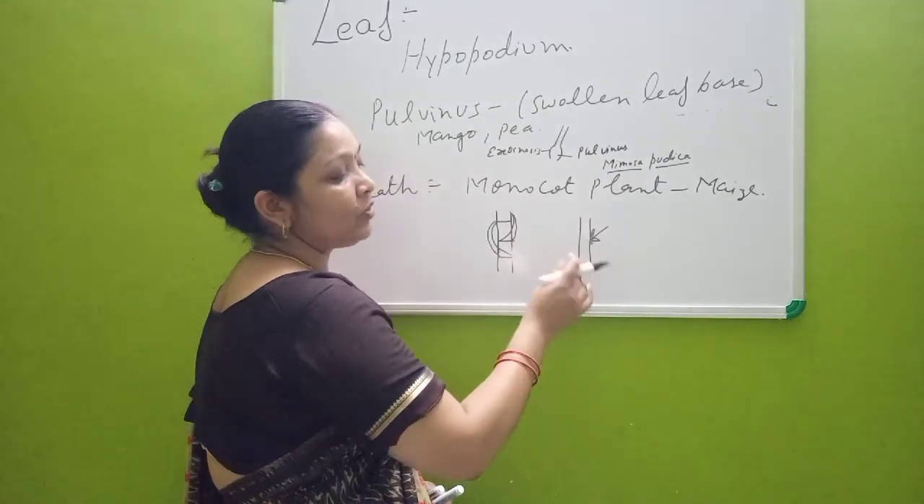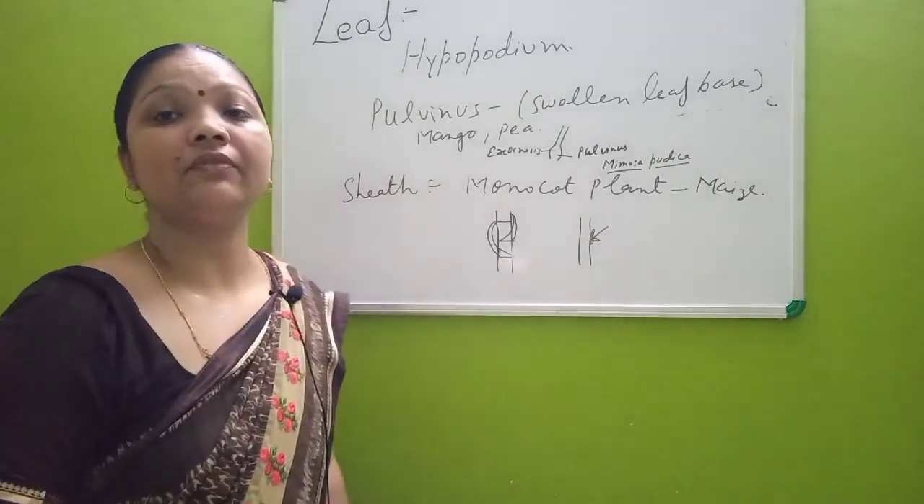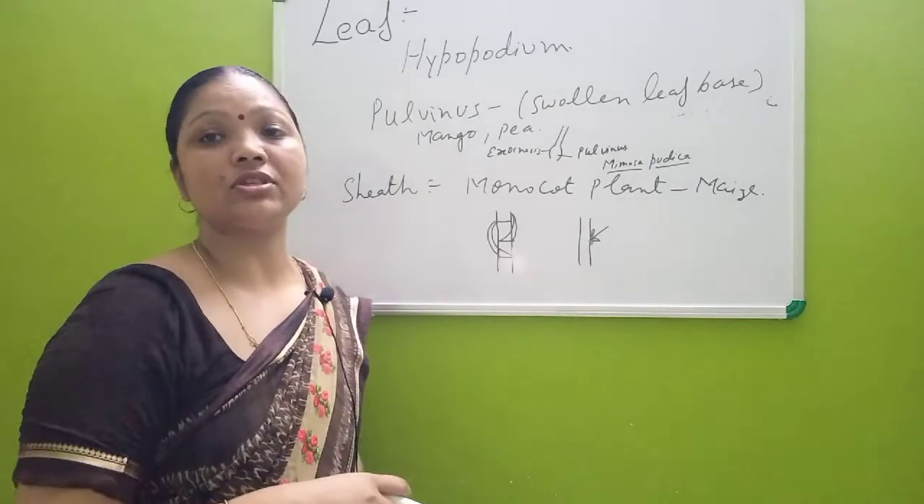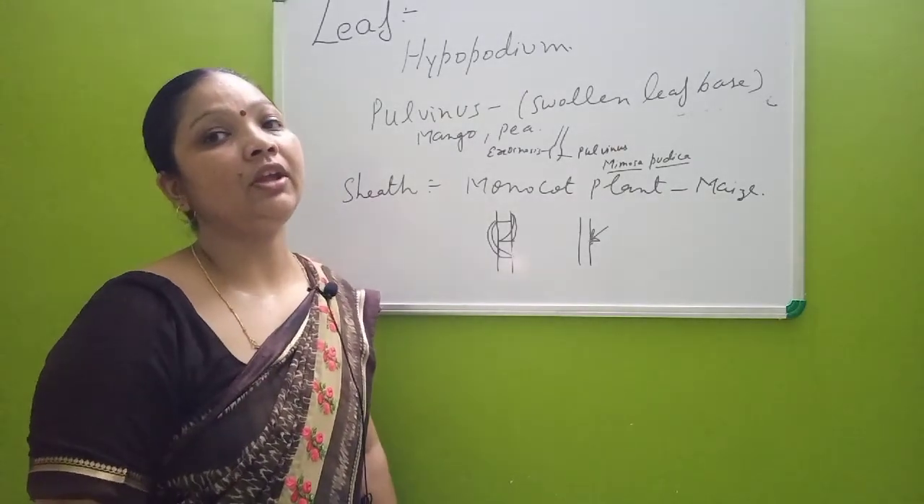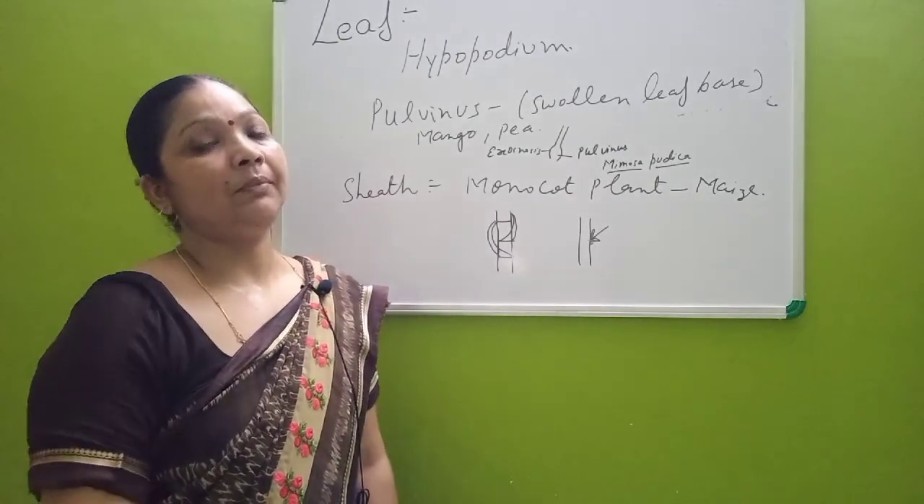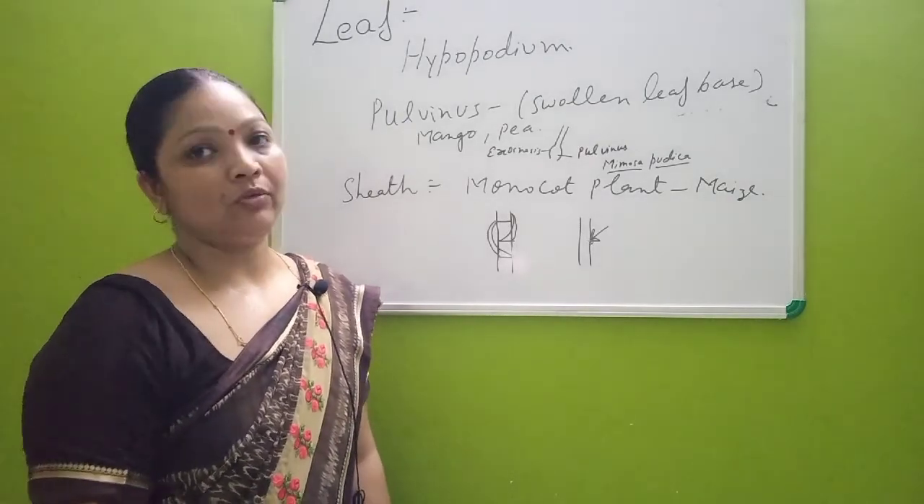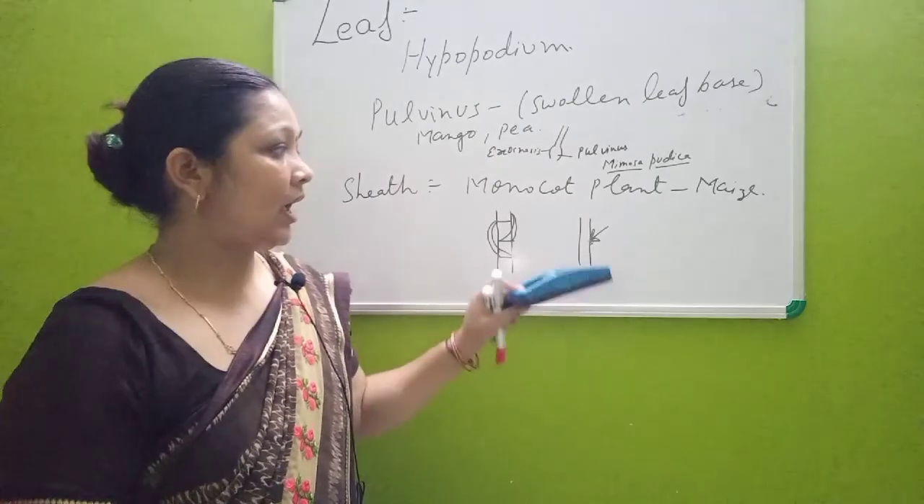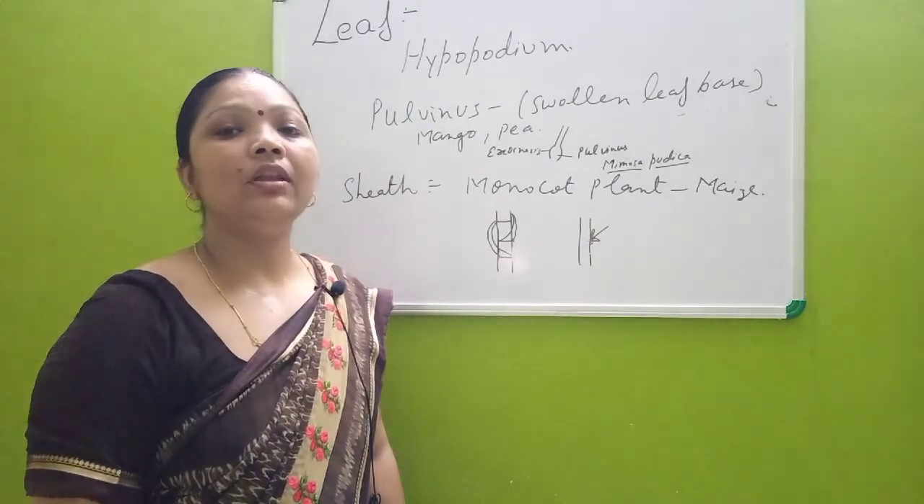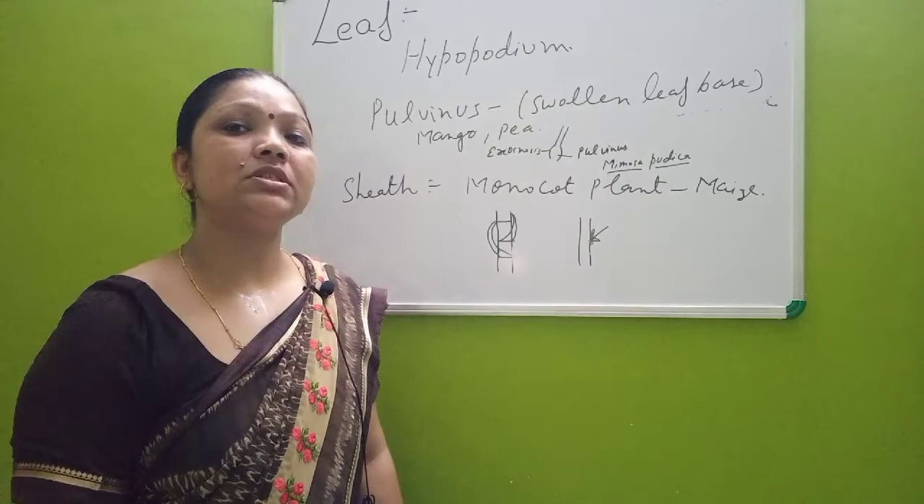So the stipule is also a characteristic feature of the leaf, because on the basis of the stipule we are going to differentiate leaves into simple leaf and compound leaf. So this stipule was left out of that diagram. I have told you here. Now we'll move to the types of stipule.